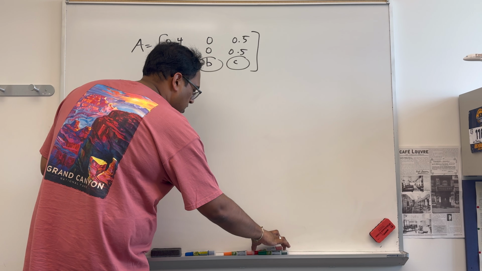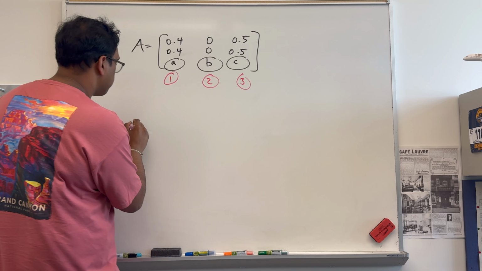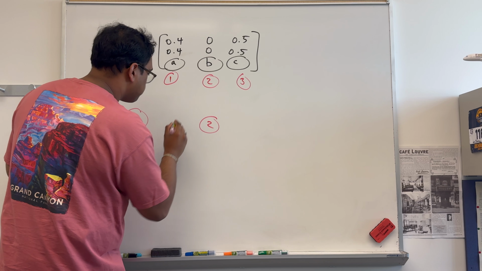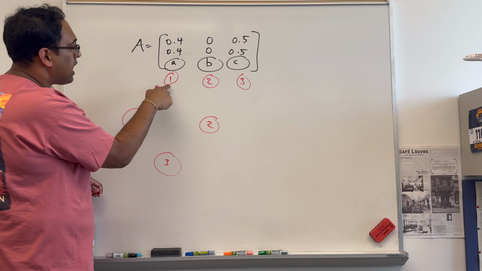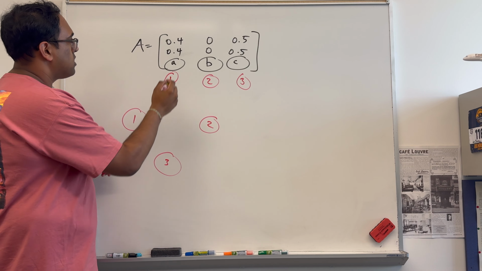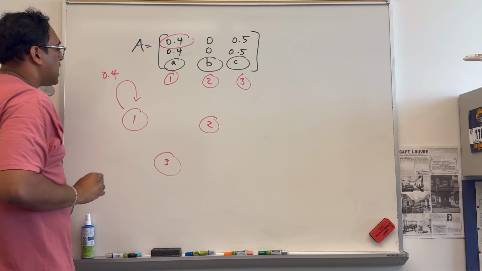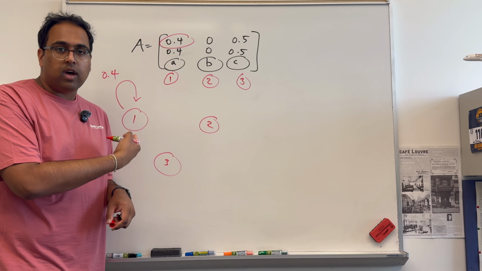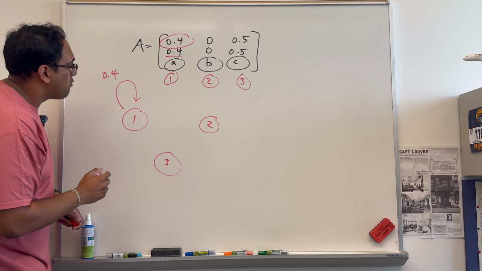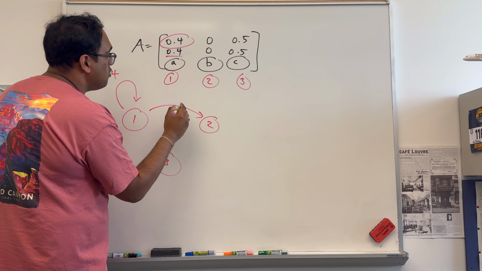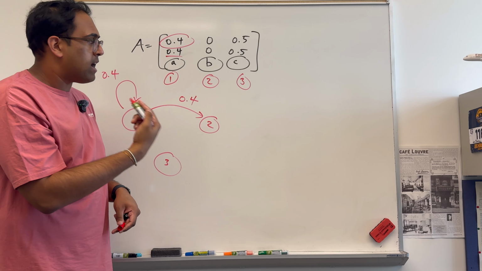Why don't I use a different color here? Let's suppose this corresponds to state 1, state 2, and state 3. So I'll have a chain that looks like this. The first column describes movement out of state 1. And this first component, 0.4, says 40% of the time, when I'm in state 1, I stay in state 1. The next component, 0.4, tells me 40% of the time when I'm in state 1, I move to state 2. That's what I mean by the first column describes movement out of state 1.